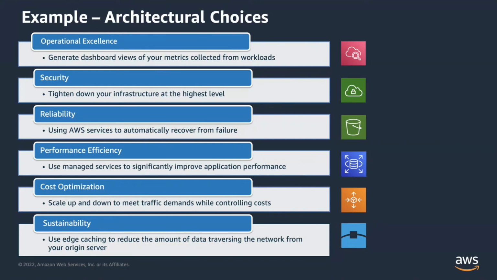Reliability, so using AWS services to automatically recover from failure. Amazon S3 has 11 nines of durability, which means that in, let's say, 10,000 years, you would lose just one object.